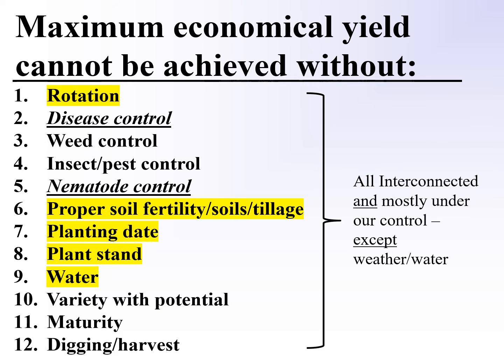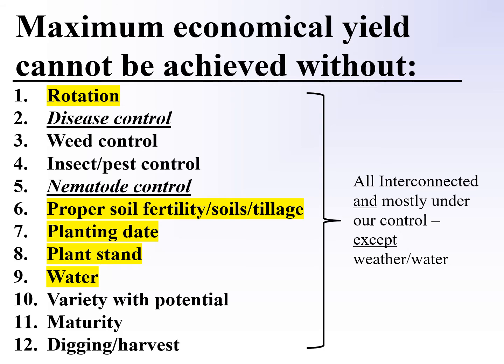So maximum economic yield cannot be achieved without these 12 factors, at least these 12, but these are 12 major factors. And I've highlighted the agronomic ones here, and rotation is really number 1 on the list because it is really the key to many of the things listed below. But obviously proper soil fertility, soils and tillage are important, the planting date's important, and interacts with disease susceptibility and reaction, as well as plant stand and water.